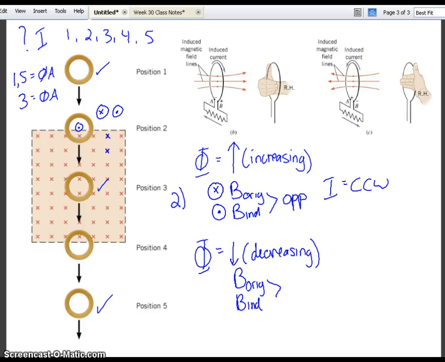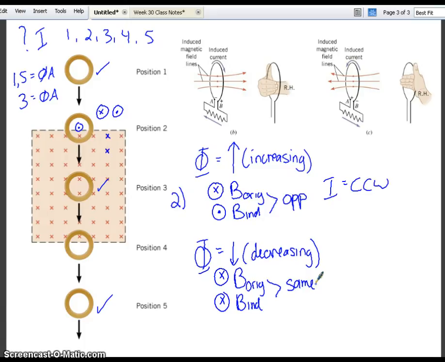So, because we are decreasing field lines here, because we are losing the amount of field lines going through this circle, our original field lines are going into the page. This means our induced field lines are going to go into the page as well. So they're going to be the same direction.